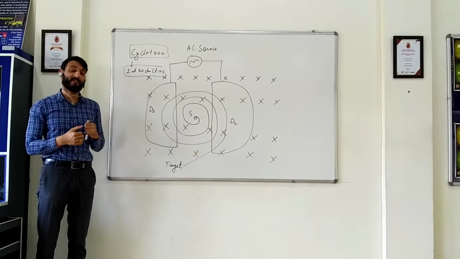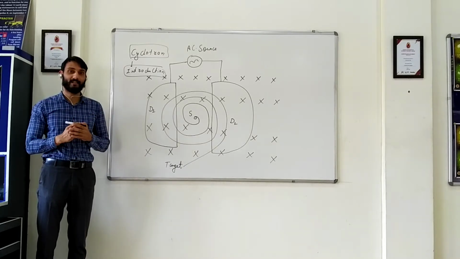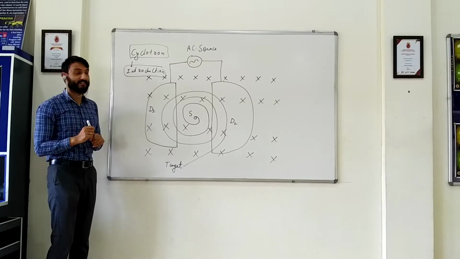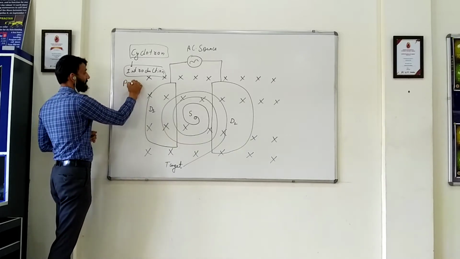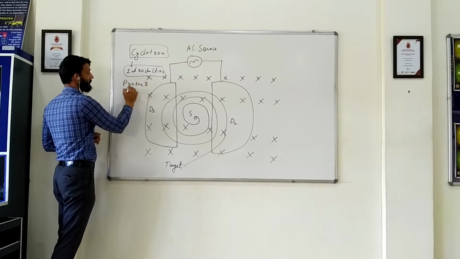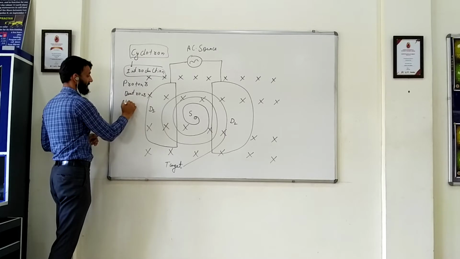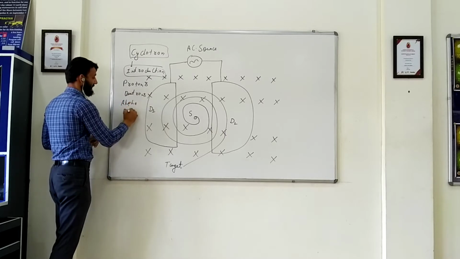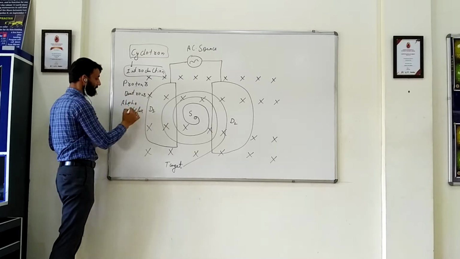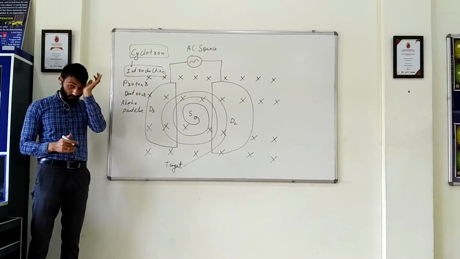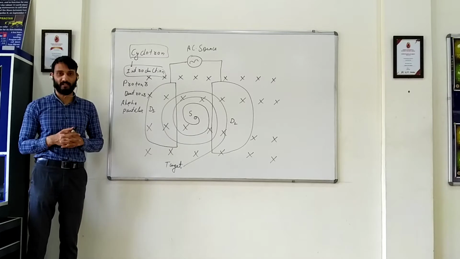Now what kind of charged particles does the cyclotron accelerate? It accelerates only positive charged particles. It will not accelerate negative charged particles. So it accelerates protons, neutrons, alpha particles. So it accelerates these particles. Right? So introduction is done. That is the device which is used to accelerate positively charged particles.